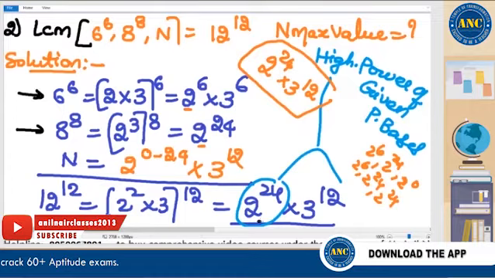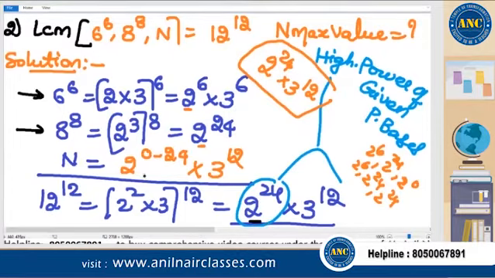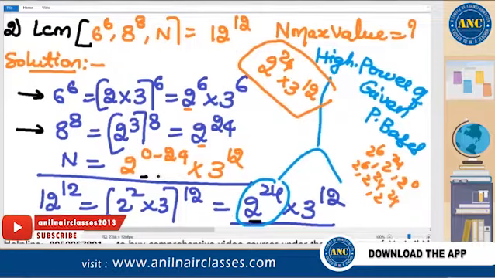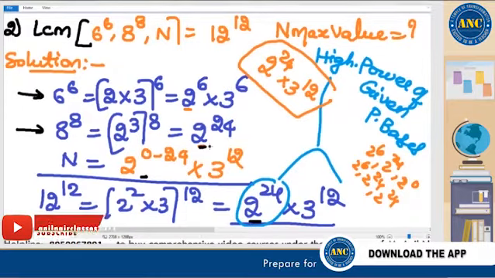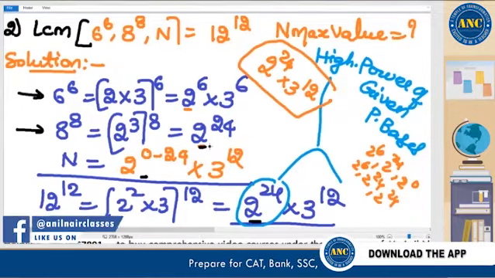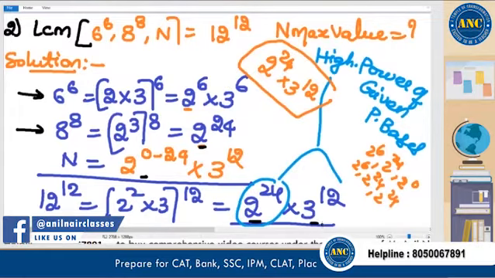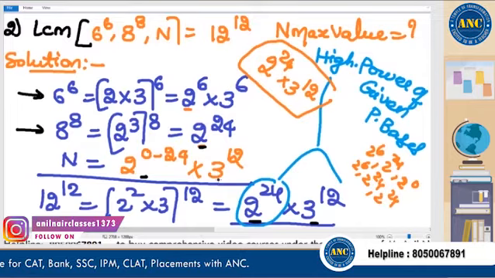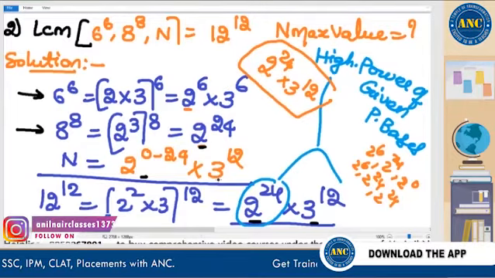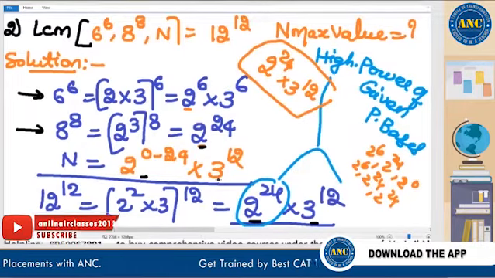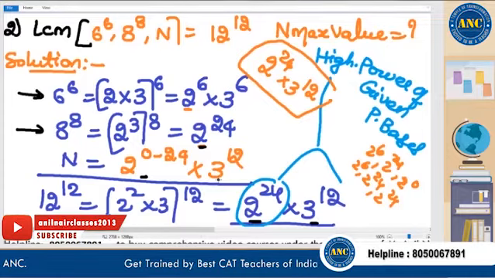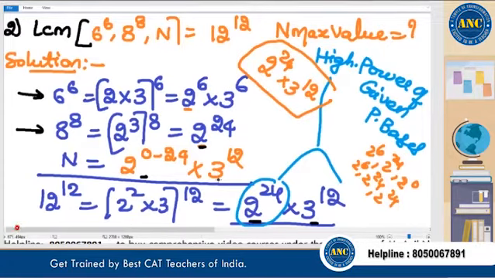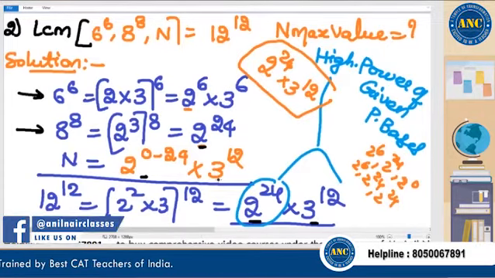So 2 power 24 is there in the answer. It should be present in n. N will be from 0 to 24. Why 0 to 24? Because it is already present here. 3 power 12 should be present among the 3 numbers. First it is not present, second it is not present, third it will be present. Minimum value will be 3 power 12. Right? Third question. Please write down the third question.